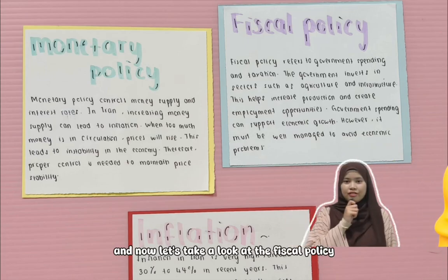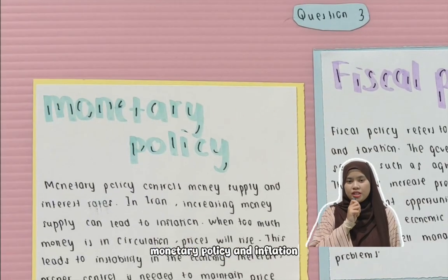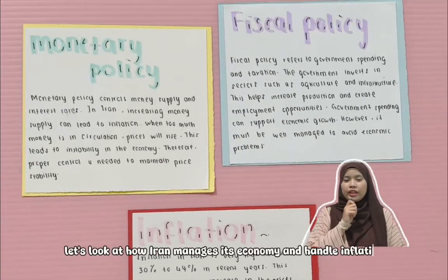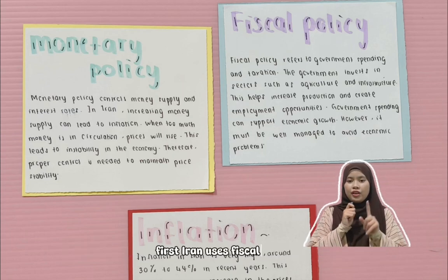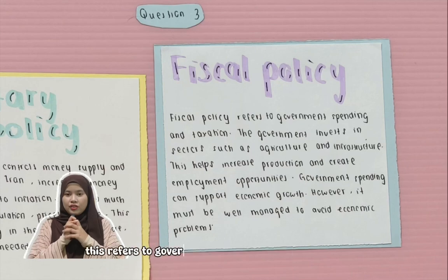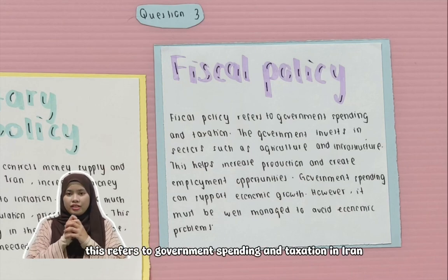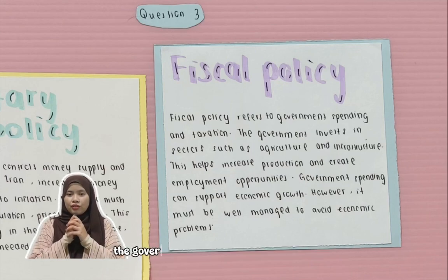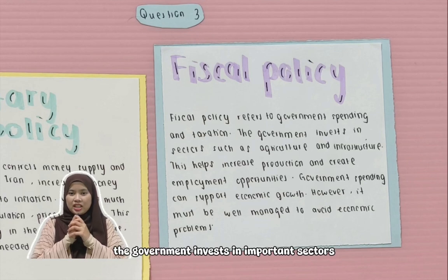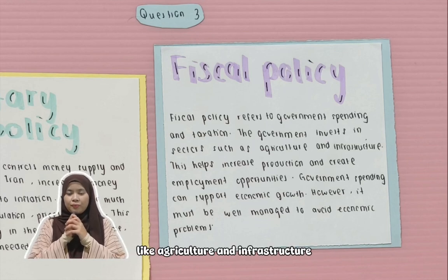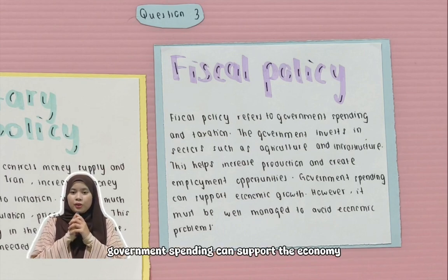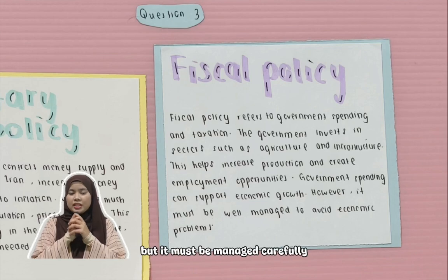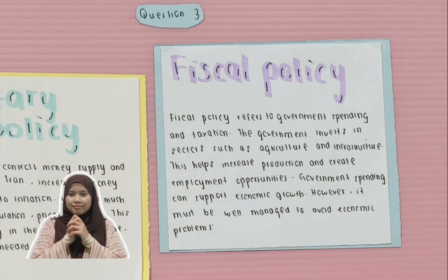And now, let's take a look at the fiscal policy, monetary policy, and inflation. Let's look at how Iran managed its economy and handled inflation. First, Iran used fiscal policy. This refers to government spending and taxation. In Iran, the government invests in important sectors like agriculture and infrastructure. This helps to increase production and create more job opportunities. Government spending can support the economy, but it must be managed carefully.